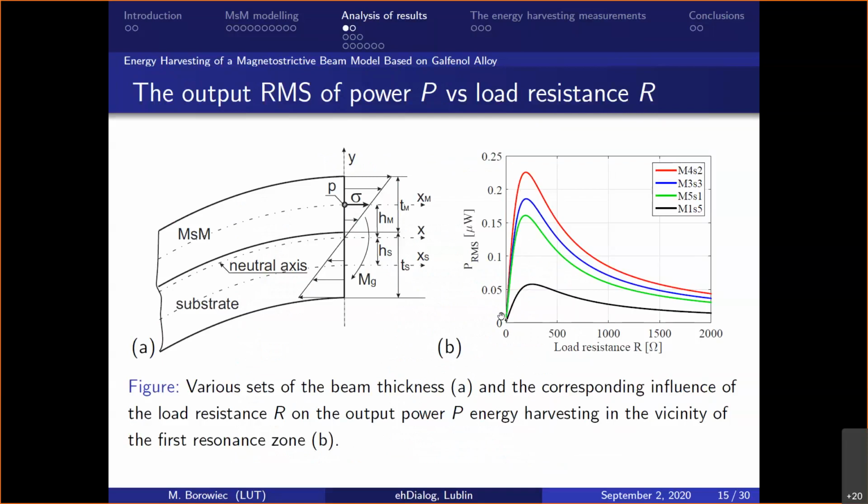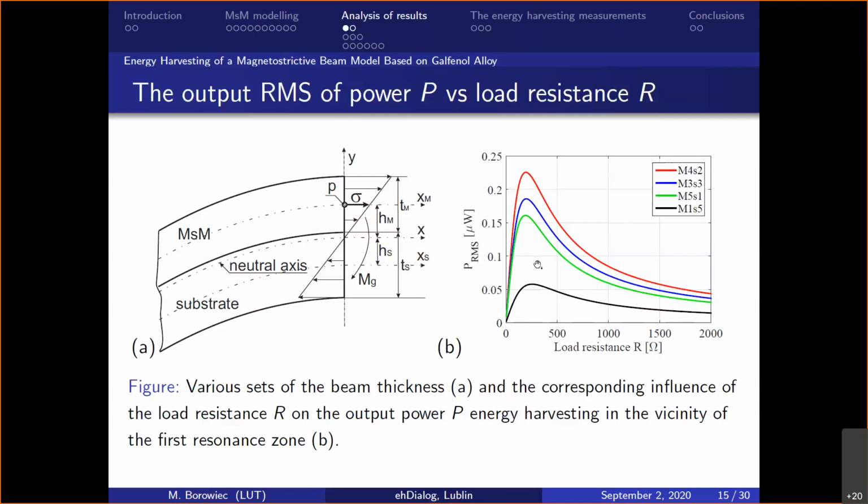And here there are several cases of the results, because we can see different thicknesses of the magnetostrictive beam and substrate, and there are some relations where M4 and S2 mean the thickness of the magnetostrictive beam equals 4 millimeters, and S equals 2 means that TS equals 2 millimeters. So it's changed. We have 4 cases, and we can see different values of this root mean square of power while we change these layers.